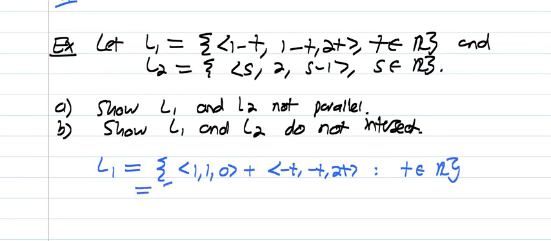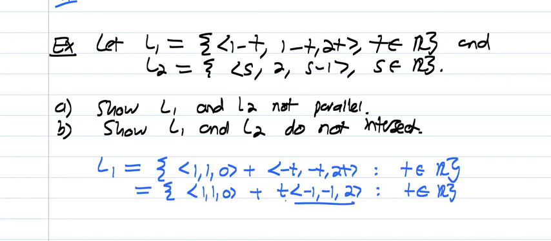And then I can rewrite this as (1, 1, 0). And I can take out t, and I'm left with (-1, 1, 2), where t is a real number. So we have line 1 in a nicer form, because we know if we want to check if two lines are parallel, we need the vector in front of the parameter, in this case parameter t.